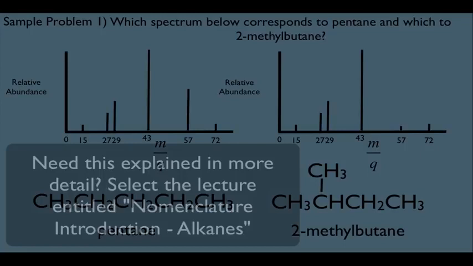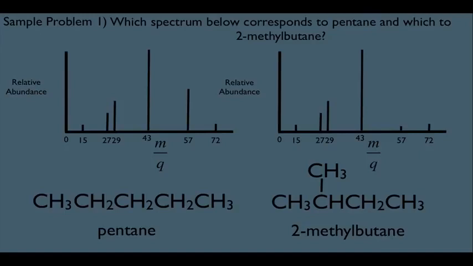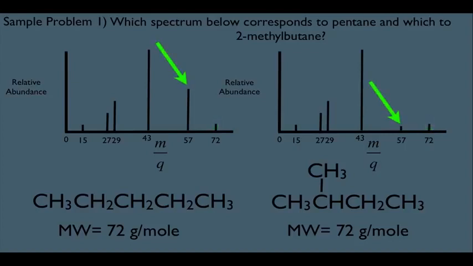Now look at our mass spectrums here. Both have the heaviest peak at 72. And notice if you calculated the molecular weight of pentane, it would happen to be 72 grams per mole. But notice that would be the same molecular weight as 2-methylbutane. So the molecular ion peaks in these spectrums are not going to help us. However, notice we do have something different here. We do have peaks at 57 in both spectrums, but one of them has a higher relative abundance and the other one has a lower relative abundance.